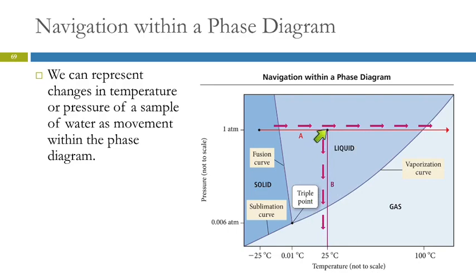So if we are here at 1 atmosphere and 25 degrees Celsius room temperature, and we decrease the pressure of the water, at some point the water will begin to boil at room temperature. And below that pressure, you're just going to have a gas without the liquid.